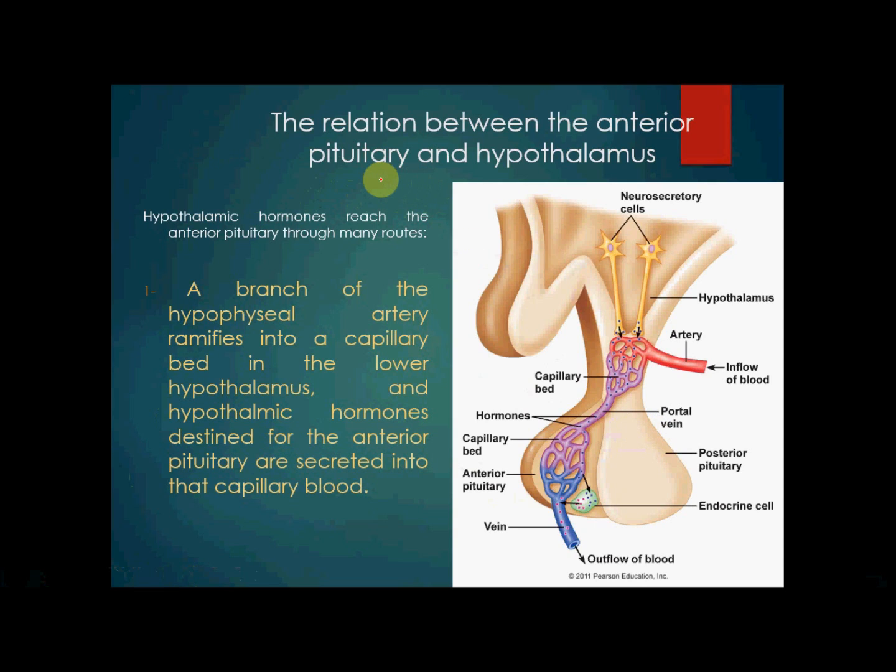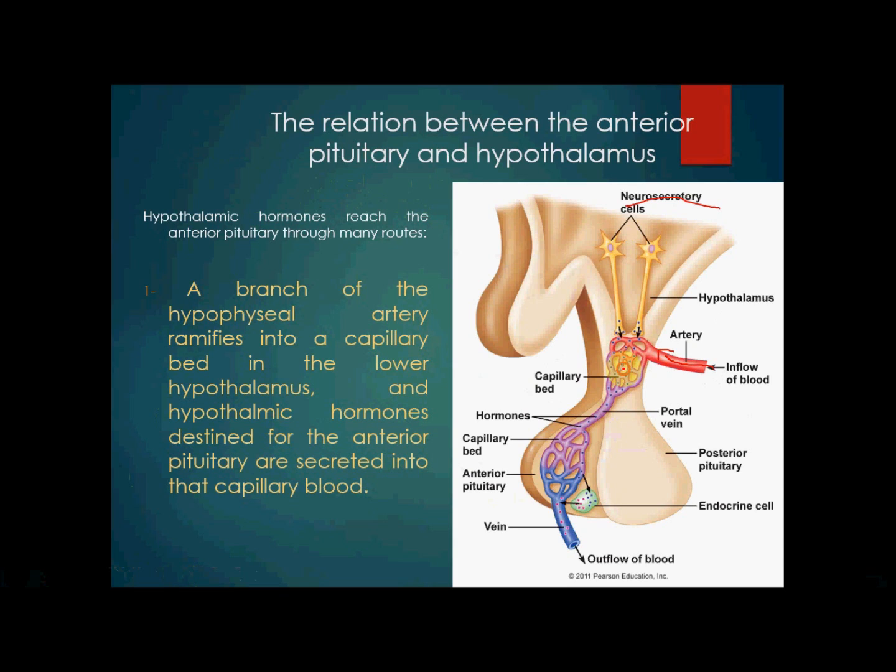Now the relationship between the anterior pituitary and the hypothalamus is much like what we said in the principles of endocrinology. Blood flows from the artery into the capillary bed of the hypothalamus. Now, the hypothalamus has neurosecretory cells, as we can see here. The neurosecretory cells secrete hormones according to the homeostasis state, according to the state of the blood. It secretes a certain type of hormone.